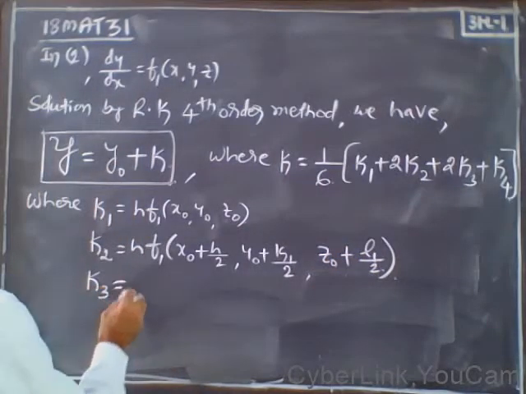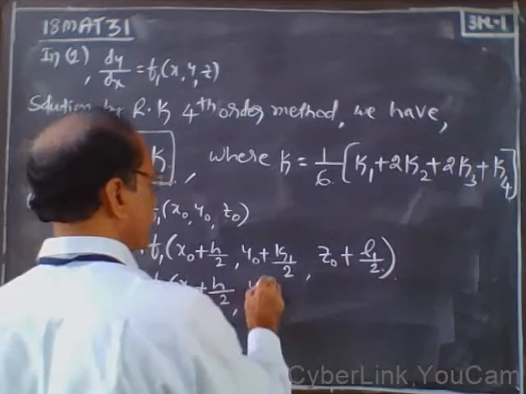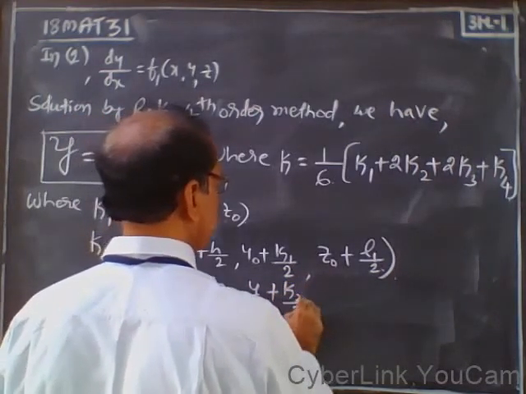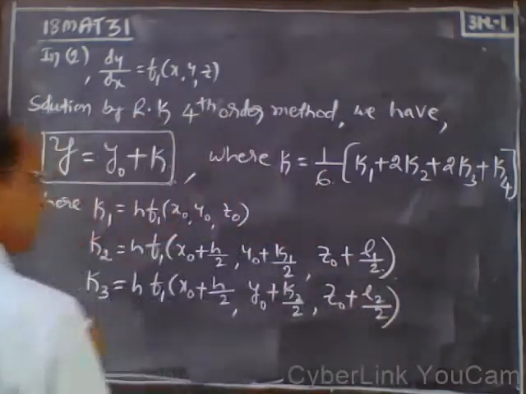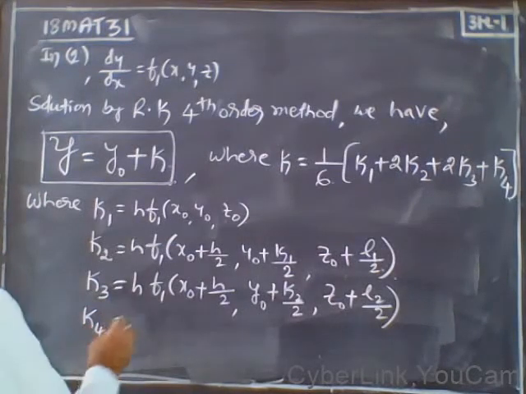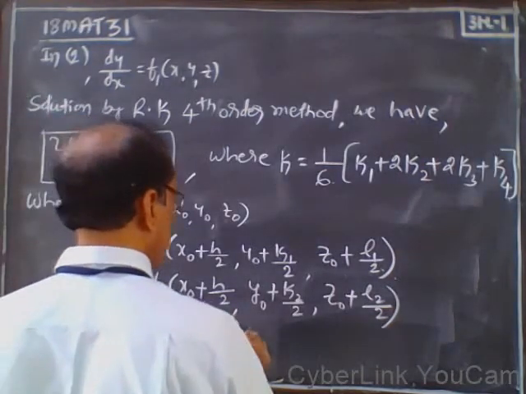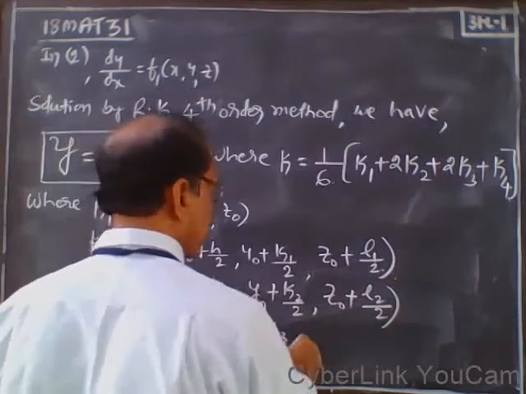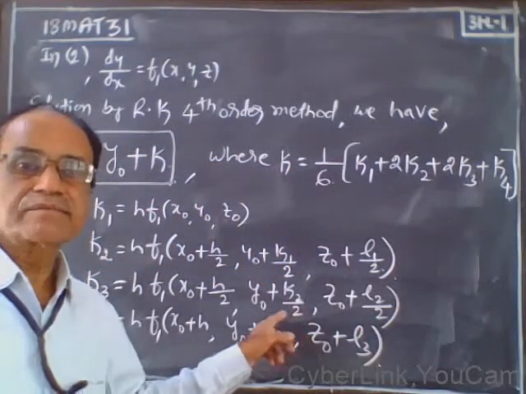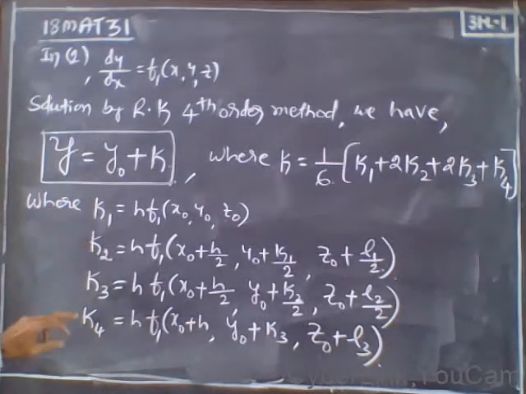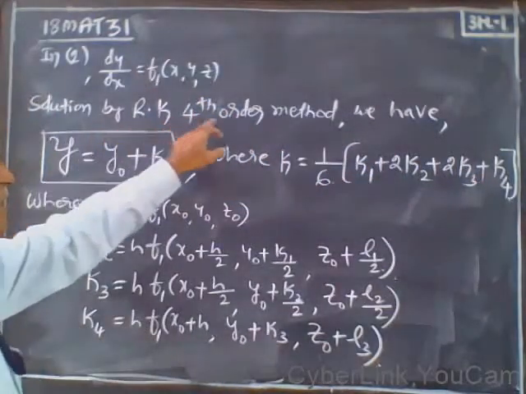Then k3 is h into f1 of x0 plus h by 2 and y0 plus k2 by 2 and z0 plus l2 by 2, and k4 is h into f1 of x0 plus h and y0 plus k3 and z0 plus l3. These are the four formulas for k1, k2, k3, k4. We calculate k using these equations, which come from the Runge-Kutta fourth order method.